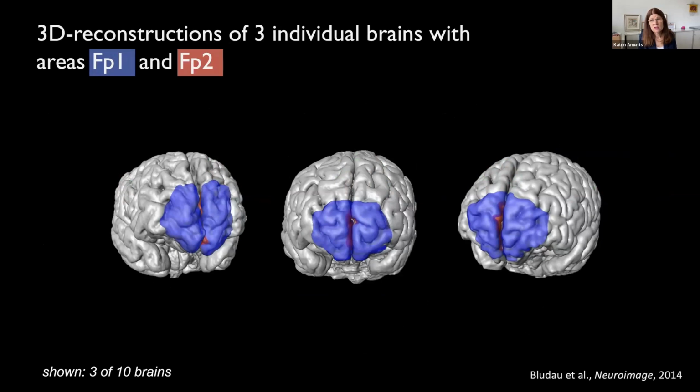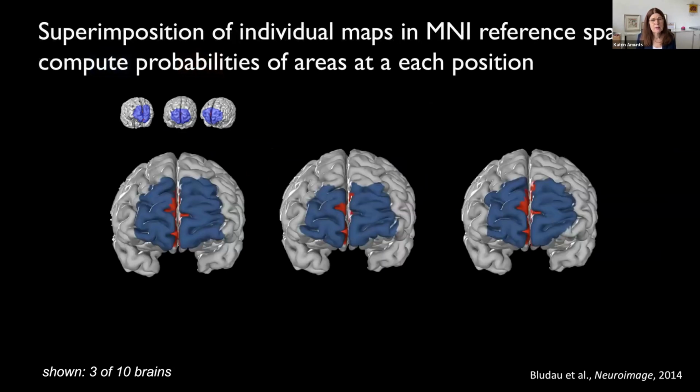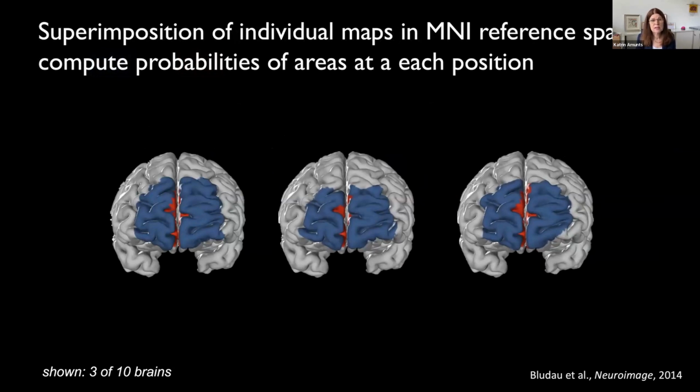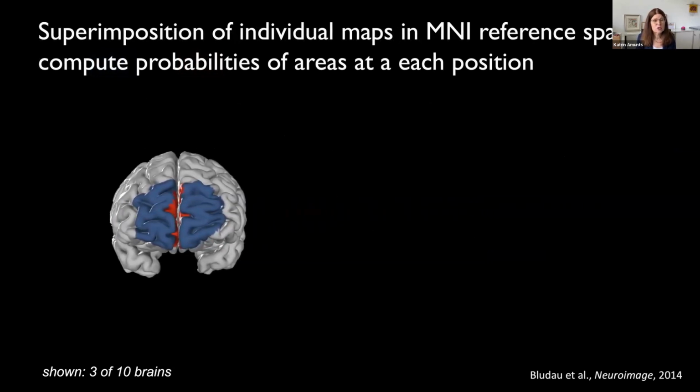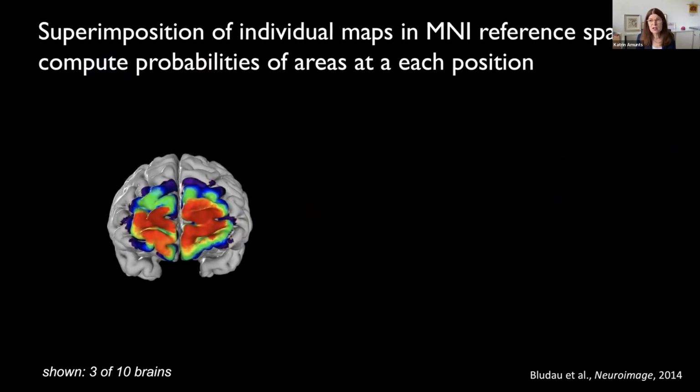Our approach was to map 10 brains, as I have shown here for the visual cortex. These are 3 other brains where we have mapped the frontal pole areas FP1 and FP2. Again they differ a bit, but then we register and align them to a common reference space, which here is the MNI reference space. And then we compute the superimposition of these areas, at the end 10 areas, not only 3 as in this example.